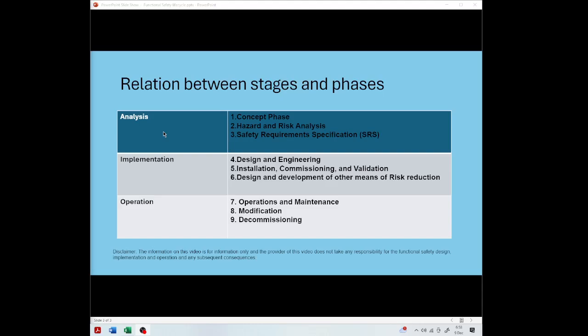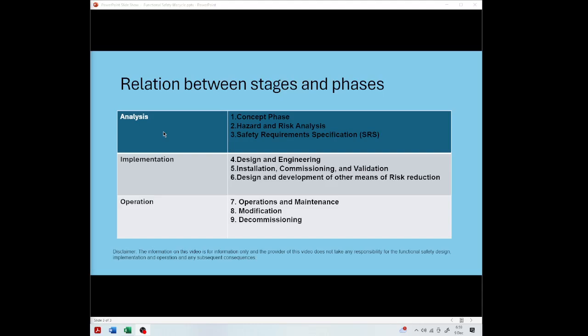And the sixth key stage is design and development of other means of risk reduction. We make use of other means of reducing the risk, which is not directly related to SIS system.